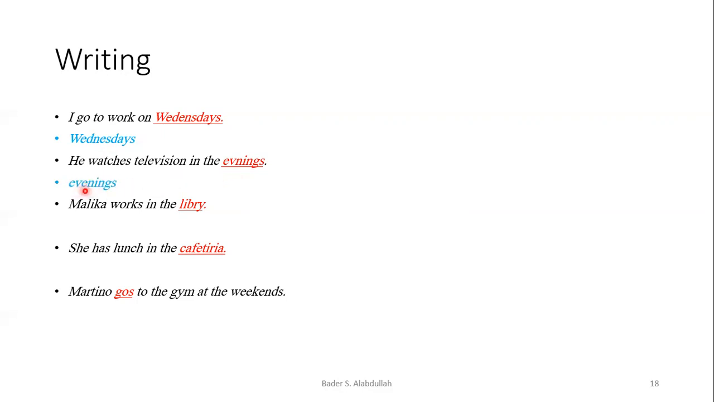And these things happen. Sometimes you mess up with E, I, some letters, especially the ones that are silent, you miss them when you write. So it's better after you write anything, you go and check it again. Okay, next example, Malika works in the library. Okay, we have the letter R and A. So we have two letters missing here.